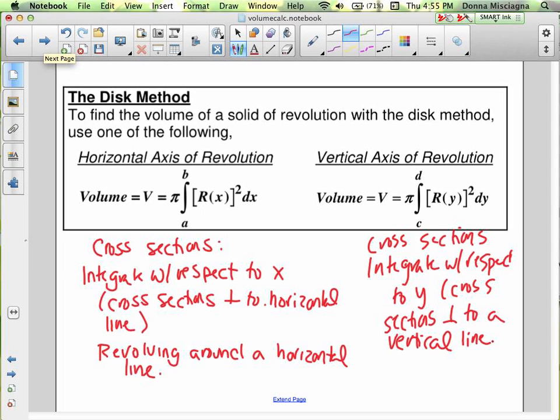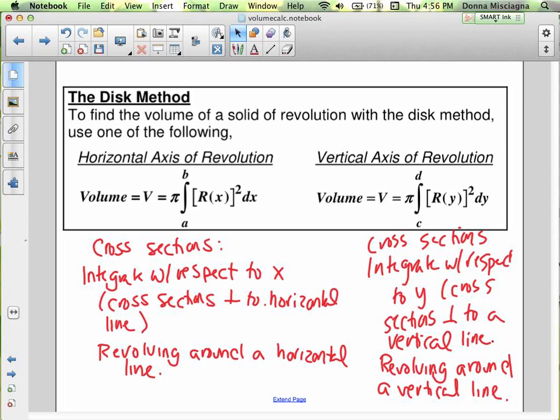The other way we can have this is our volume is pi integrated from c to d, two other letters, r of y squared dy. And that's if we have a vertical axis of revolution. In other words, we're revolving around a vertical line. We're going to have horizontal cross sections and integrate with respect to y, because our cross section is going to be perpendicular to a vertical line. Those are the only two ways to set these up.